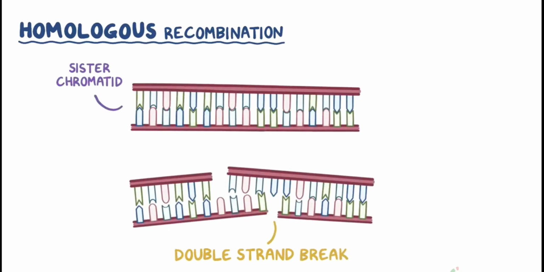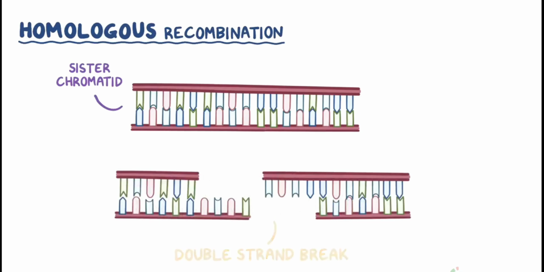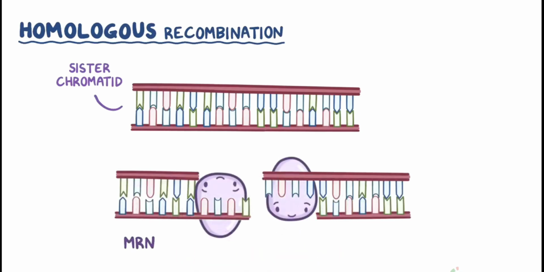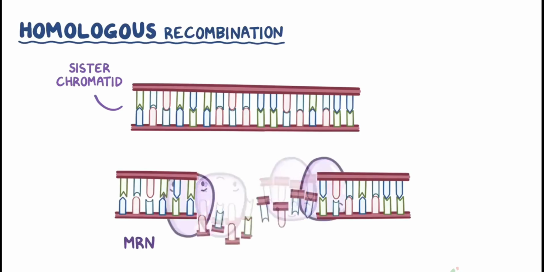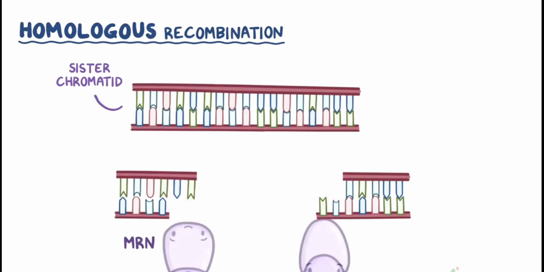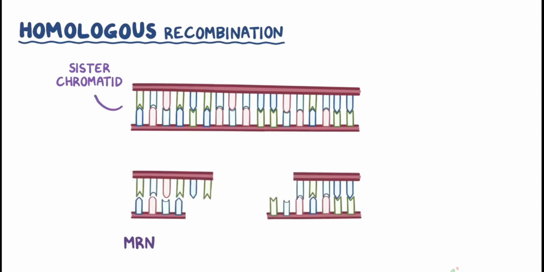sister chromatid. First, a protein complex called mRN binds to each end of the broken DNA and recruits exonucleases that remove nucleotides from one strand of the DNA. To make the process more clear, we can call the ends of the broken DNA end 1 and end 2. So now end 1 is placed near a similar nucleotide sequence called the homologous sequence, because it's found on the same spot on the homologous sister chromatid.